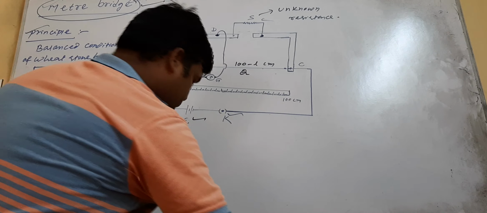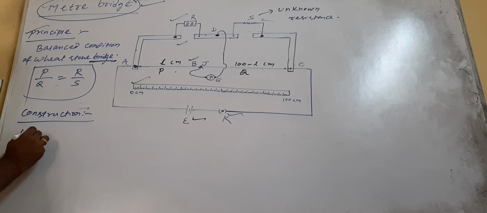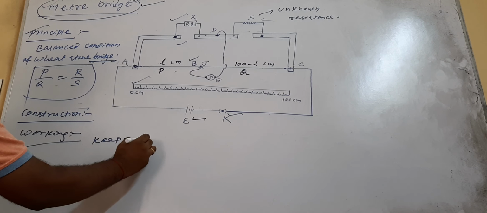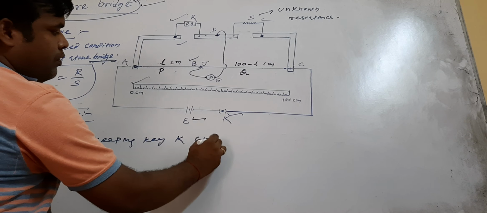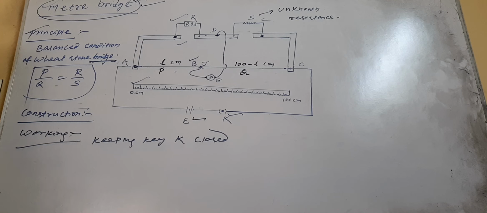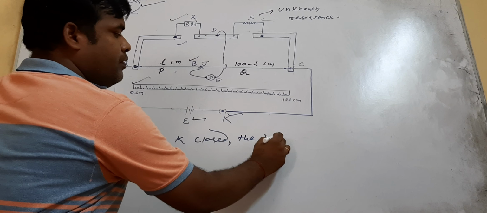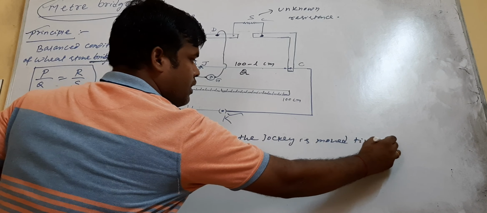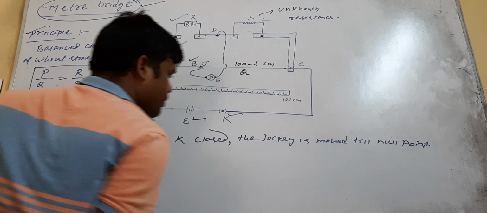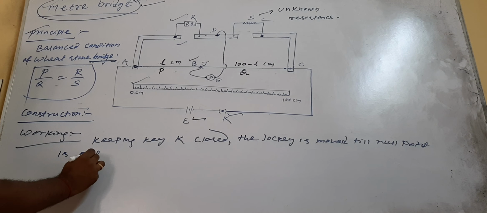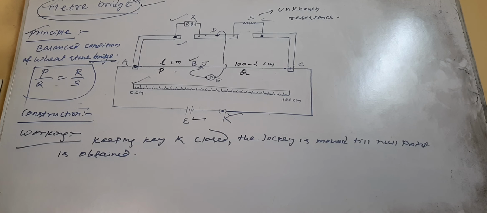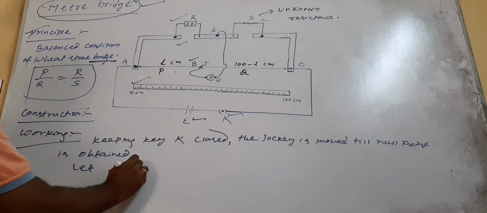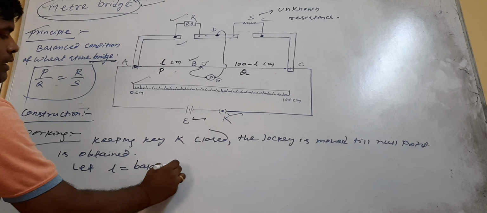Now come to working. Keeping key K closed, the jockey is moved till null point is obtained. Let L be the balancing length.